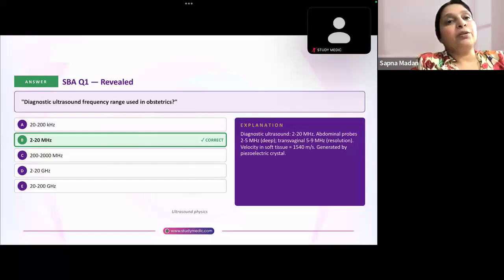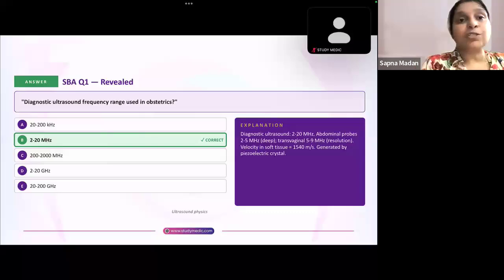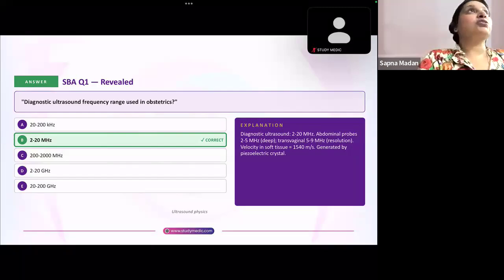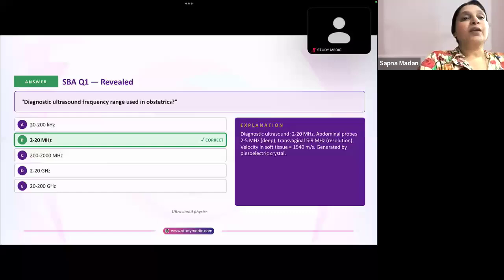In abdominal probes, it is 2 to 5 megahertz, which are actually able to visualize deeper structures. Transvaginal probes have a slightly higher frequency and better resolution, so it is 5 to 9 megahertz. Velocity in soft tissue is around 1540 meters per second, and these ultrasound waves are generated by piezoelectric crystals which are present in the ultrasound probe.